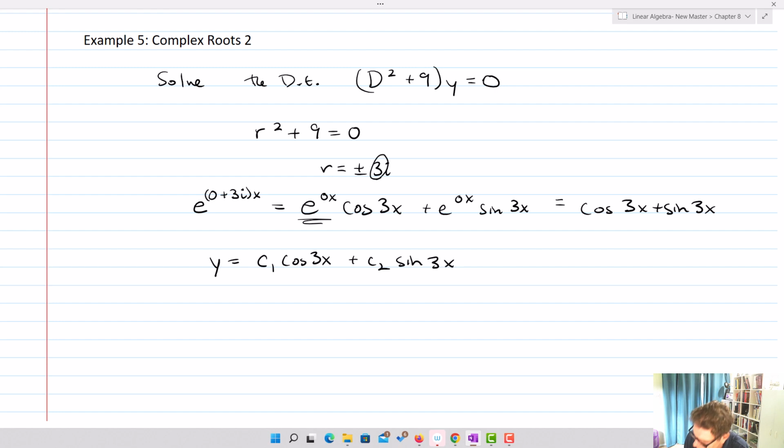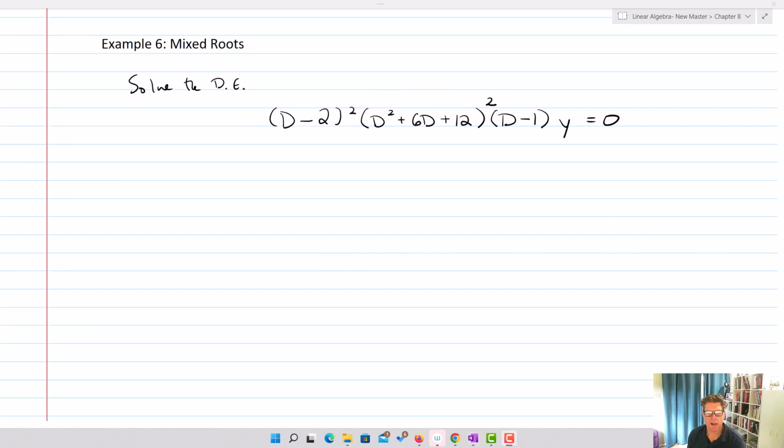And then we're just going to need the argument instead of the sine and the cosine to be the 3. So let's solve the DE. We got (D minus 2) squared times (D squared plus 6D plus 12) squared, and then (D minus 1) y equals 0. And now what we've got is mixed roots. We're going to have repeated roots, we'll have complex roots, and we will also have some unique roots.